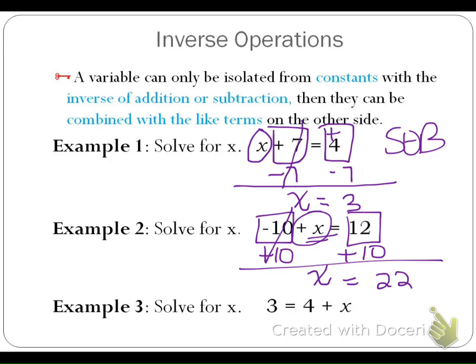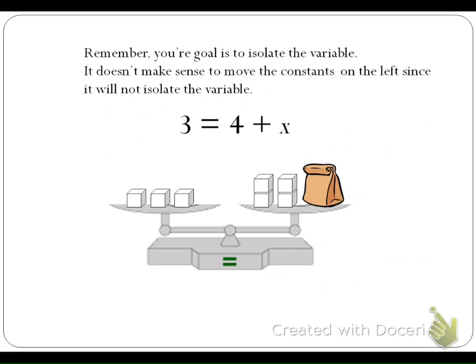Look at your third example. 3 is equal to 4 plus x. Now some of you might be looking at that like, wait a minute, this looks different. It really isn't, but let's take a look at the picture of what this is representing. Remember that your goal is to isolate the variable. It doesn't make sense for us to move the constant on the left, that 3, to the right-hand side because it will not isolate the variable.